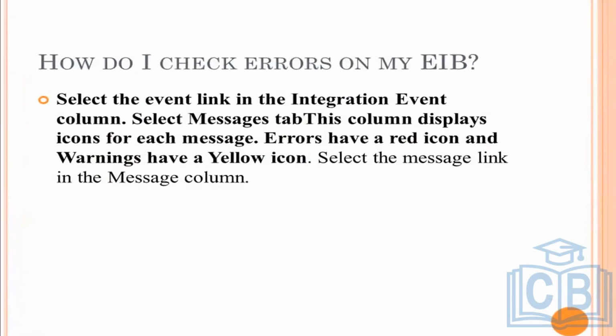How do I check errors in my EIB? Select an event, then link in the integration event column and select the messages tab. These columns display an icon for such messages. Errors have a red icon and warnings have a yellow icon. Select the message link in the message column. Whenever you miss the data sequence or it was wrongly uploaded from one file to another file, your system will easily identify and track it.